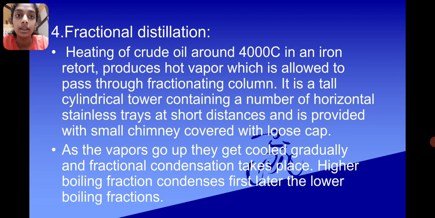Fractional distillation. Heating of crude oil around 400°C in an iron retort produces hot vapor, which is allowed to pass through the fractionating column. It is a tall cylindrical tower which contains a number of horizontal stainless steel trays at short distances and is provided with a small chimney covered with a loose cap. As the vapors go up, they get cooled gradually and fractional condensation takes place. The higher boiling fraction condenses first, later than the lower boiling fractions.